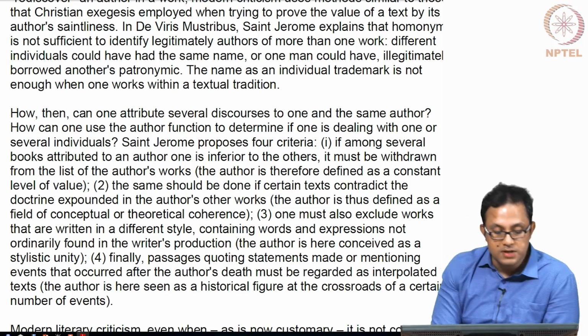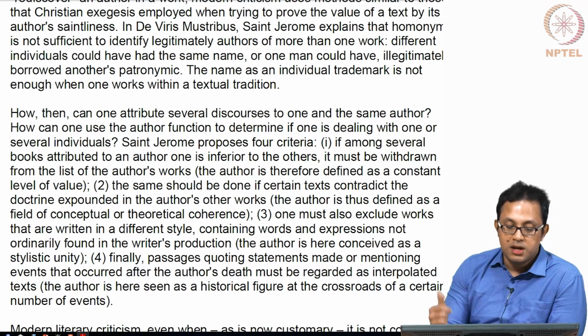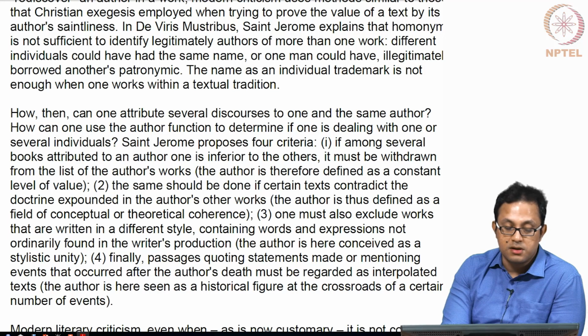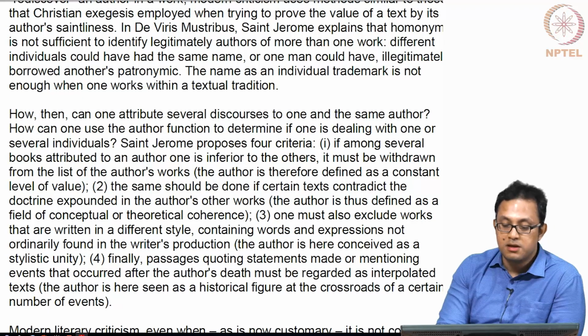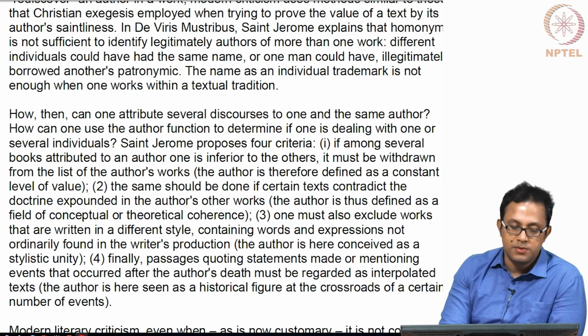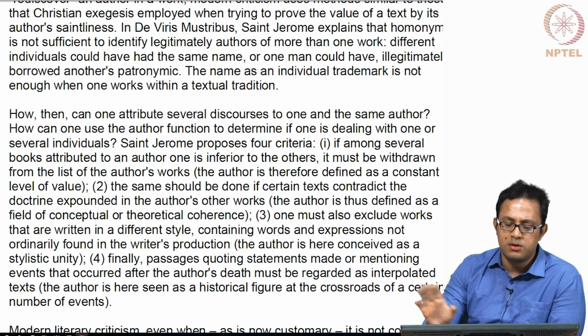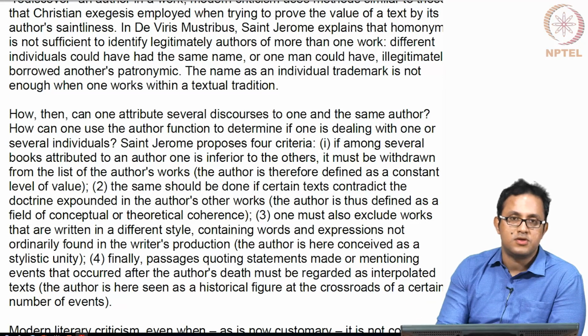The author is here conceived as a stylistic unity. Fourthly, finally, passages quoting statements made or mentioning events that occurred after the author's death must be regarded as interpolated text. The author is here seen as a historical figure at the crossroads of a certain number of events. So the final criterion is historical in quality.